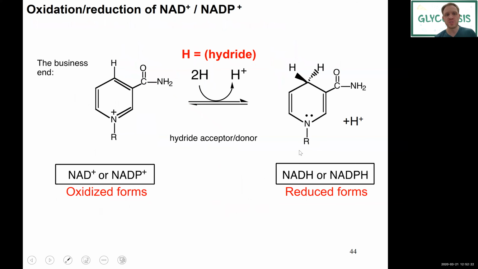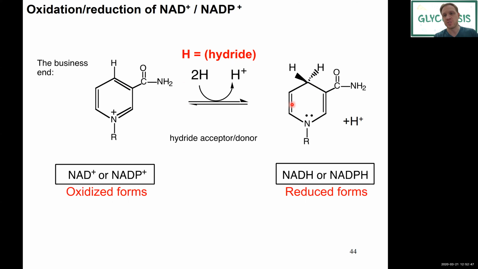Here's a zoomed-in view of the business end of NAD now. The rest would be the entire backbone of the structure; I'm just showing the functional group. Again, we can see this is the oxidized form with a double bond in the ring. This can now be reduced, and it can accept electrons as well as two hydrides, right?